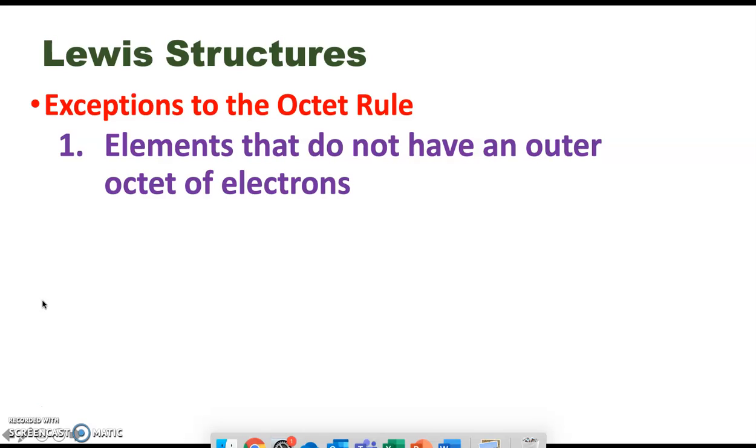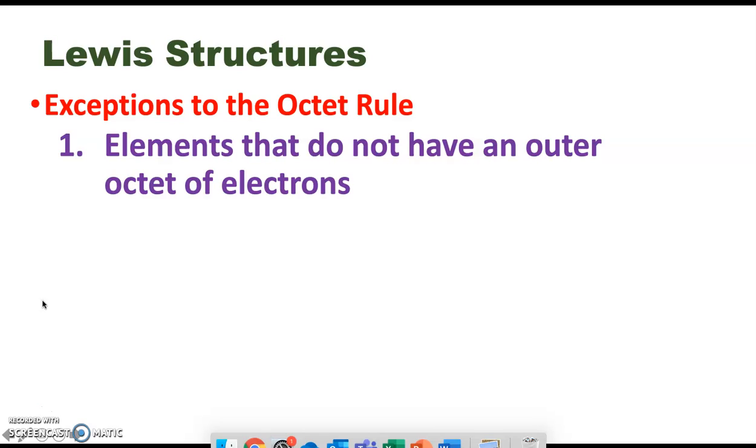Now remember, the octet rule states that atoms like to have 8 valence electrons to be like the noble gas. Now the most obvious exception is helium. Helium likes 2. Most noble gases like 8 valence electrons. Helium is happy with 2. So there is that exception that we'll talk about.